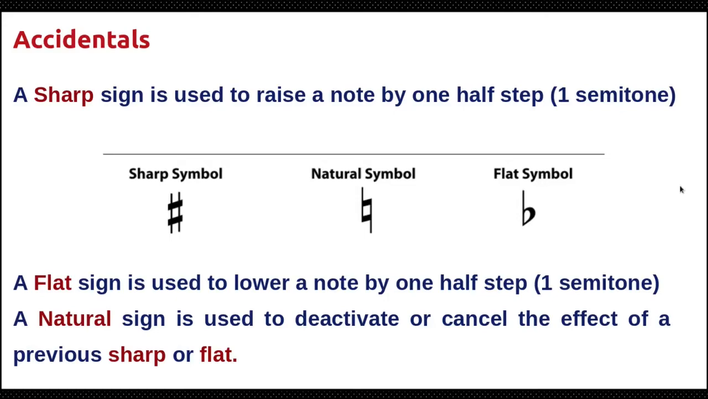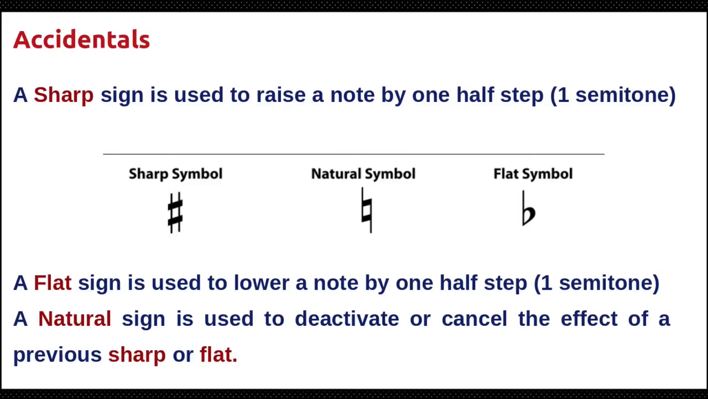So in the intervals, we have the whole step, we have the half step. So the shortest movement in music is a half step, and that's 1 semitone. When the steps become 2, it becomes a whole step and becomes a tone, that is 2 semitones. So in this case, when we deal with sharps and flats, we simply deal with 1 semitone, that is a half step.